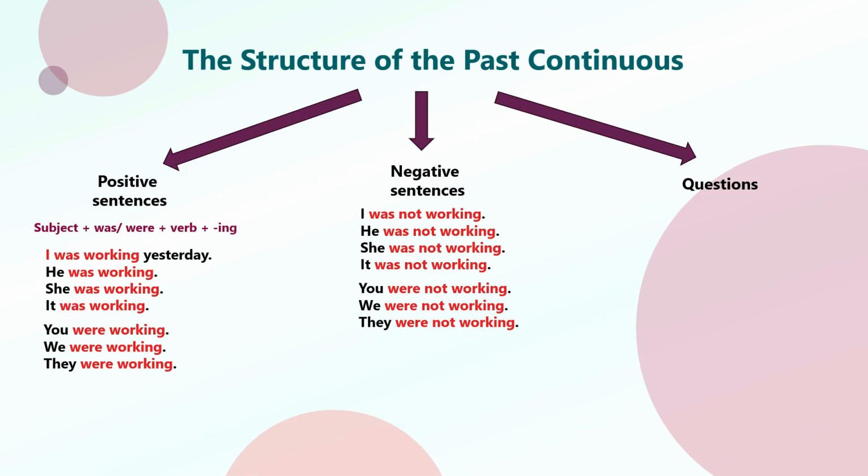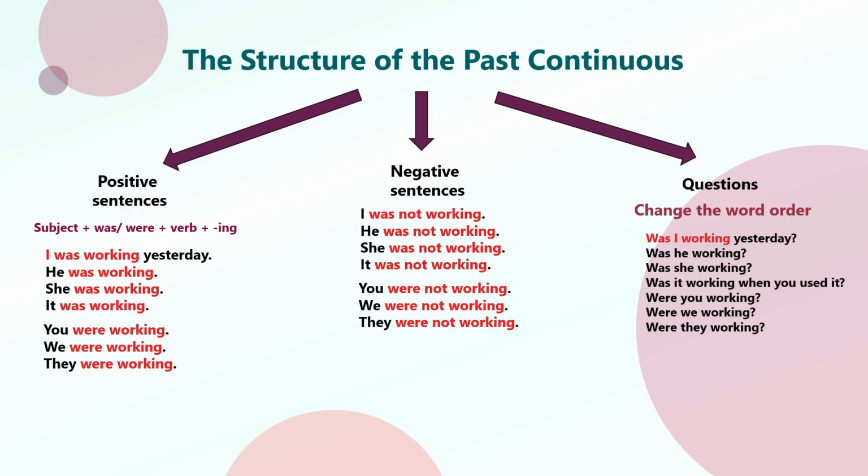To form a question, we just change the word order. Instead of saying I was, we say was I. Instead of he was, we say was he. For example, was I working yesterday? Was he working? Was she working? Was it working when you used it? Were you working? Were we working? Were they working? That's the basic question structure.